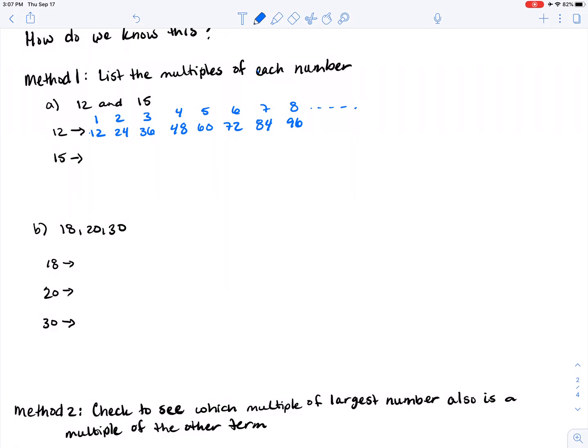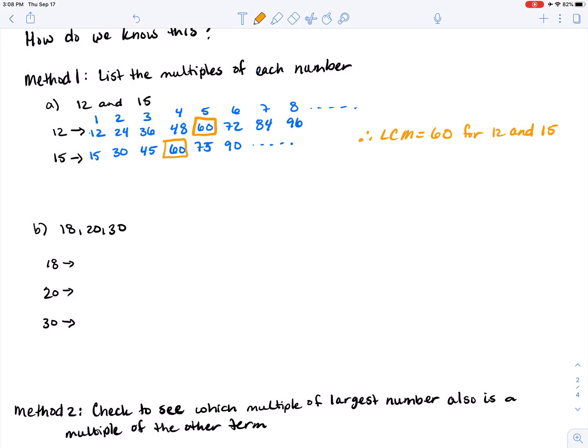Okay, let's do all the multiples for 15. So I have 15, I have 30, 45, I have 60, I have 75, I have 90. I'm going to stop here because if you look, I have 60 and I have 60. So that means that the LCM equals 60 for 12 and 15. And on a test you could write it this way and it would be acceptable.